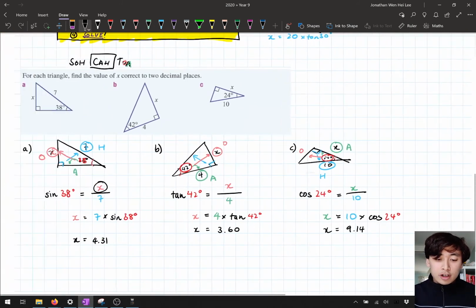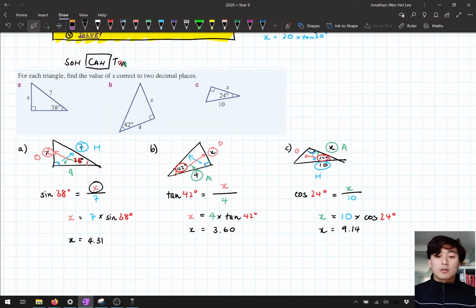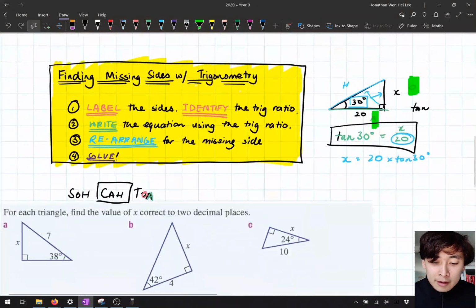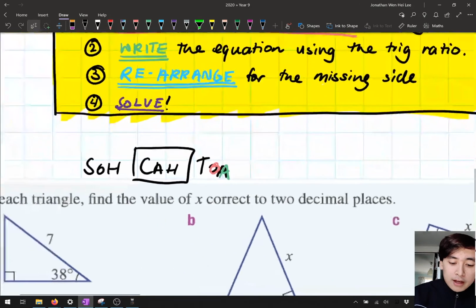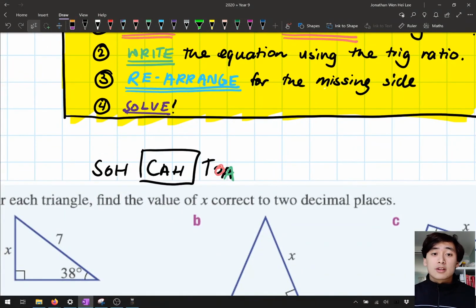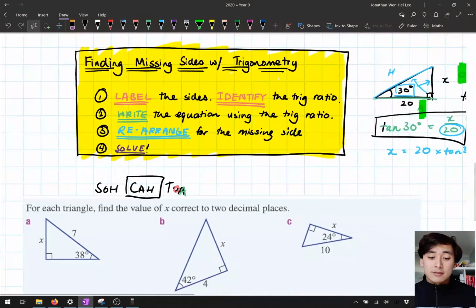Okay, so there we go, that's how we use trigonometry to help solve for missing sides. We use these 4 steps that we had up above. So let me go through them again. First step, you label your sides and then you identify what trig ratio you have. So label your 3 sides, and you'll usually be given 2 sides in your triangle. Then you want to write the equation using the trig ratio. Using those 2 sides, you ask, which trig ratio do I have? Do I have sine, so opposite and hypotenuse, cos, adjacent and hypotenuse, or tan, opposite and adjacent?